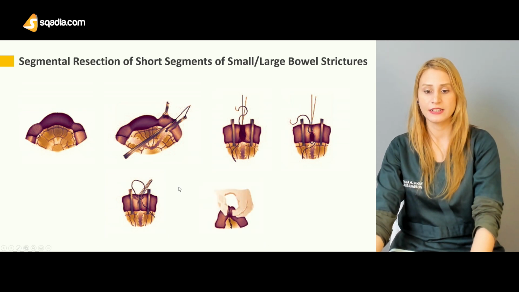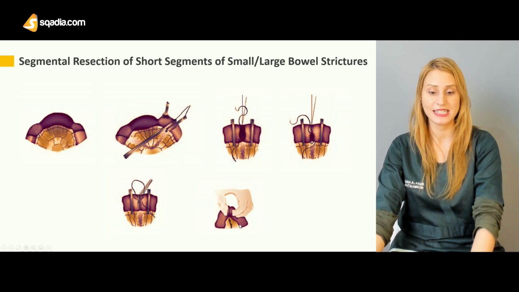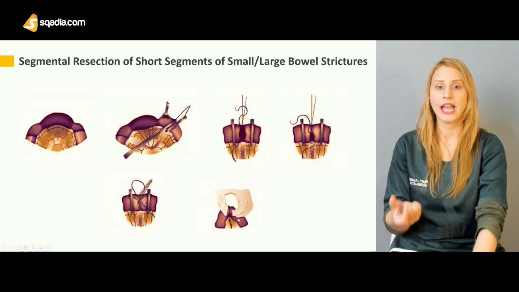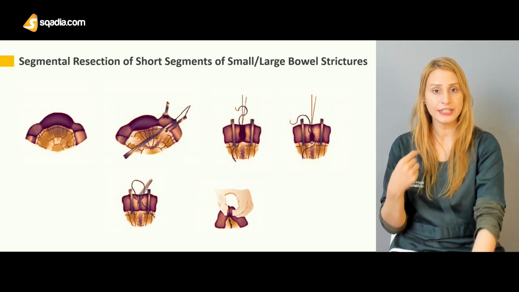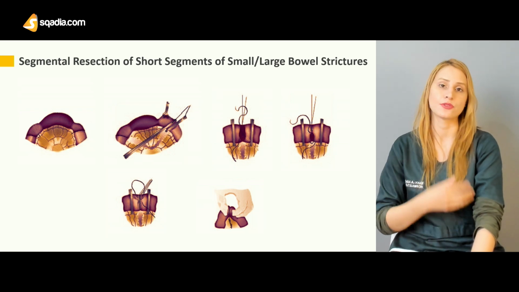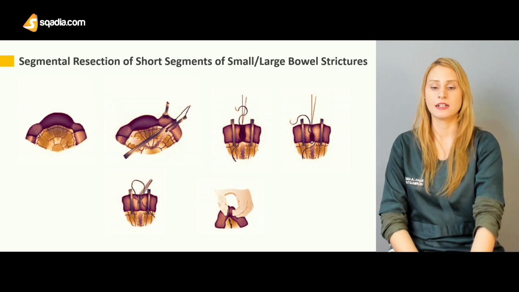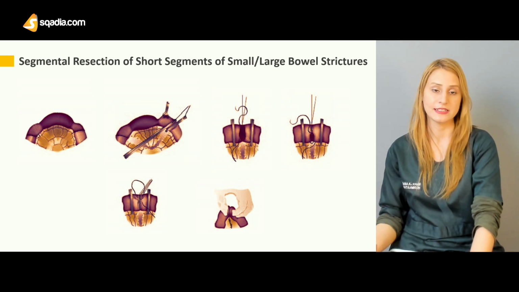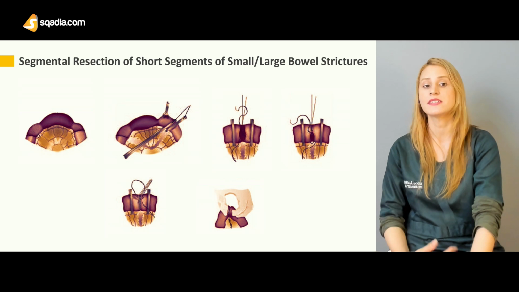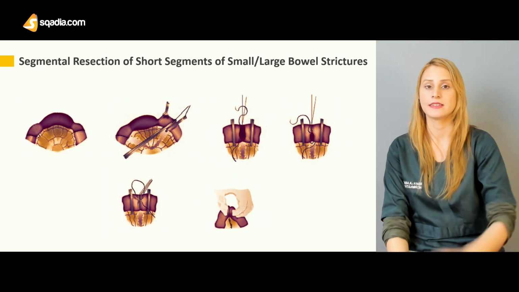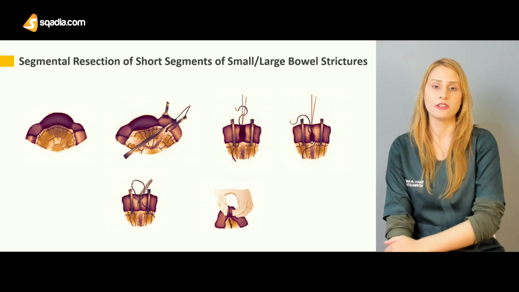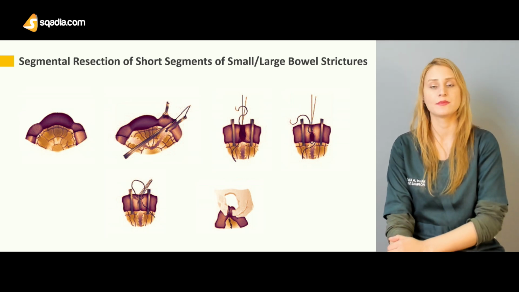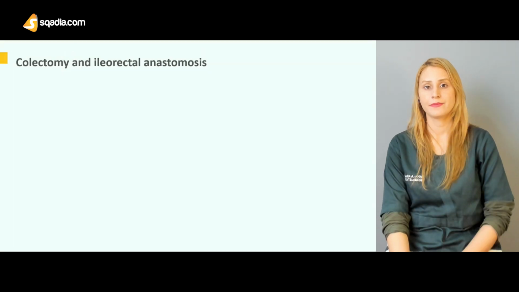Then you have to check for the patency. You hold the segment between your thumb and a finger, and palpate to see if there's a stricture or any obstruction secondary to the anastomosis. That's how you do the segmental resections, especially for the skip lesions which are involving a large portion of a small or a large intestine.